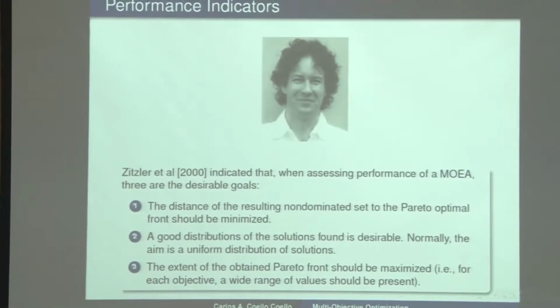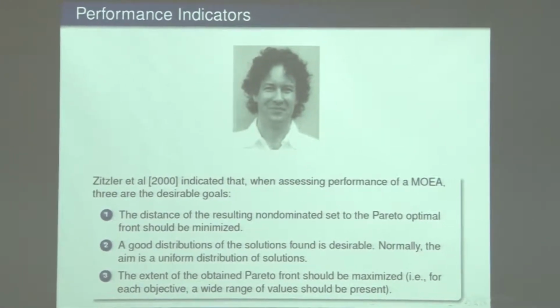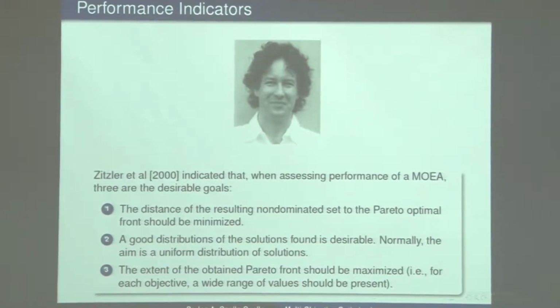Okay, so we went first from describing algorithms, then we described test problems. We saw a wide variety of test problems. Of course, if we have test problems and algorithms, we need some means of knowing that algorithm A is better than algorithm B. Otherwise, we won't be able to publish any paper, right? We need to be able to show to other people that our algorithm performs better than other algorithms. And that's the need for performance indicators.